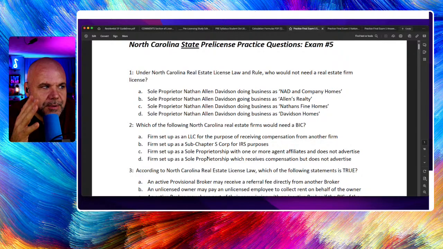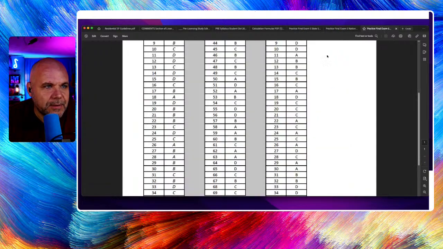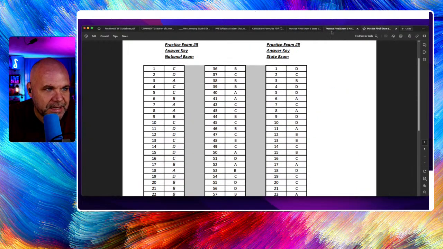But a person could be a non-entity sole proprietor, and as long as they're calling it their last name, their surname, in this case, Davidson, Nathan Allen Davidson could be a sole proprietor doing business as his own last name, Davidson Homes. That one is the one that would not require a firm license. So 1 is D. 1 on the state section is D.